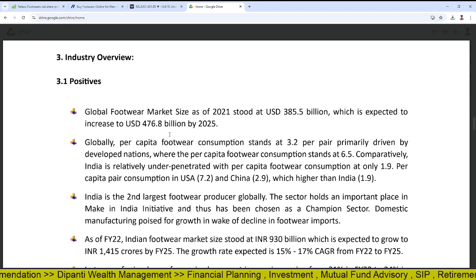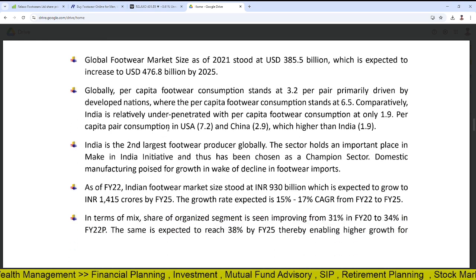Industry overview. So let us discuss the positive note of the industry overview. The global footwear market size as of 2021 stood at USD 385.5 billion. We are going to talk about the overall global scenario, global requirement versus India.